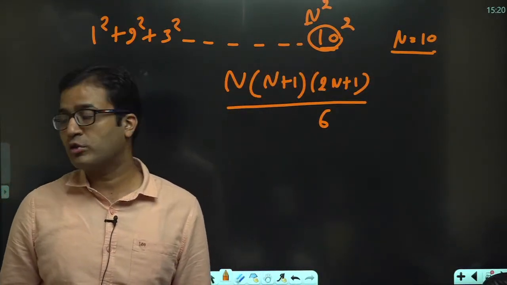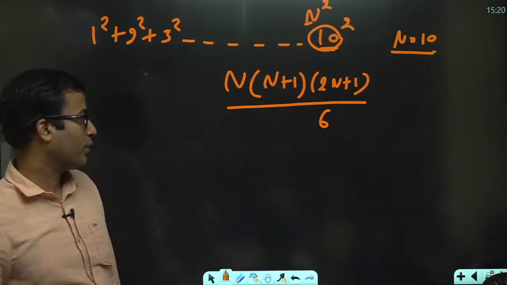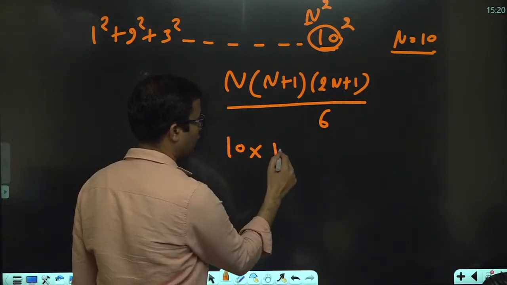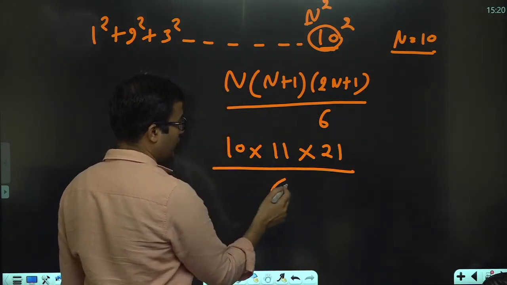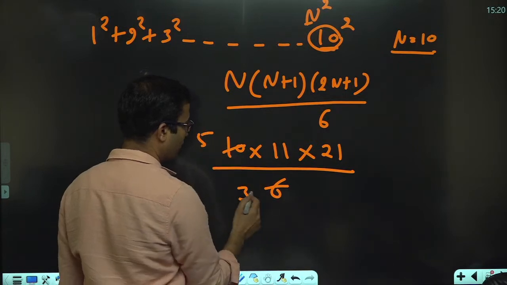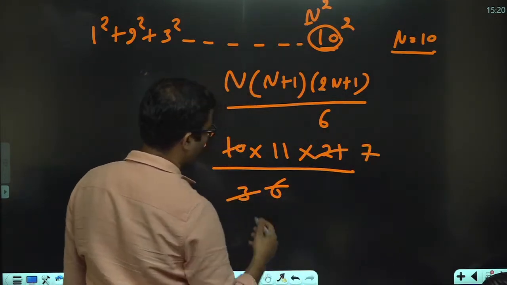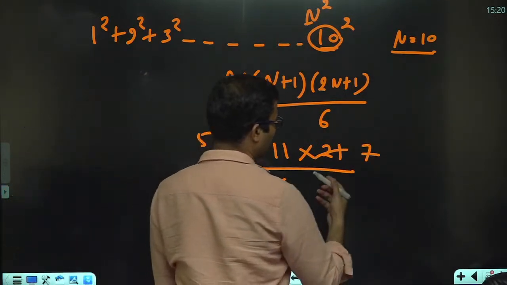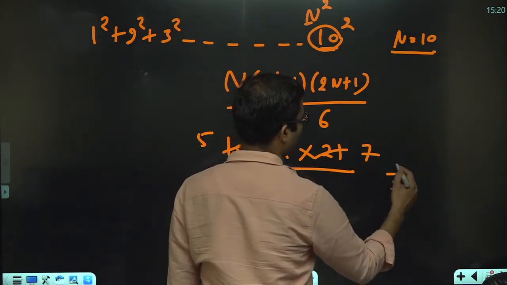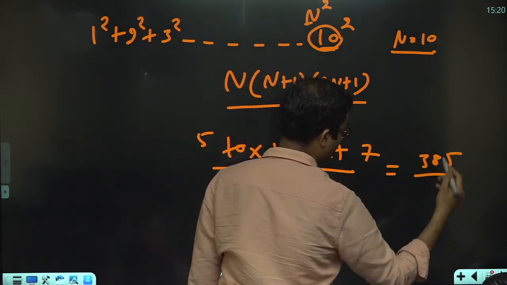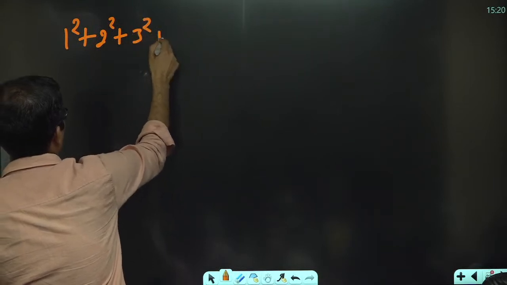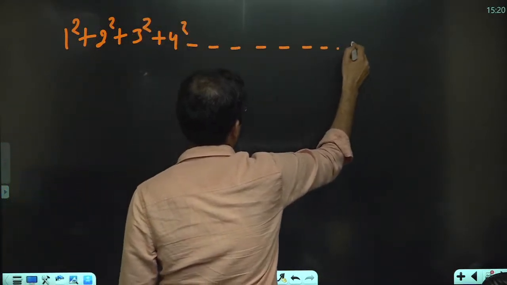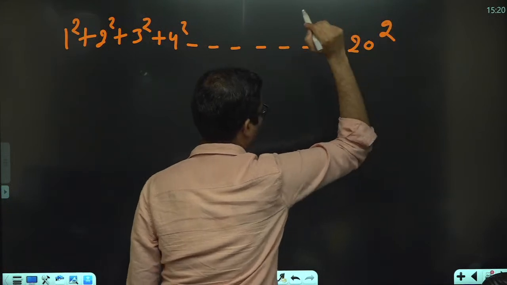Those who have done, what is your answer? 85. So this is 10 into 11 into 21 divided by 6. Here you get 3, here you get 5, here it is 7. So here 55 into 7 or 35 into 11, 385. Next question: 1 square plus 2 square plus 3 square, 4 square up to 20 square.